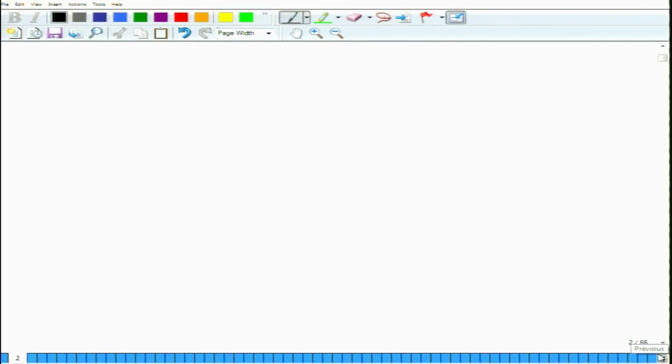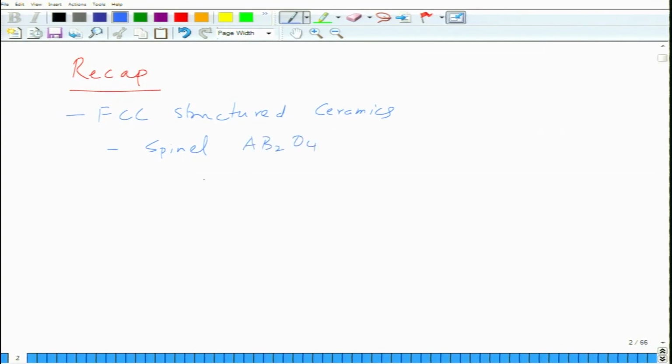Last class we talked about FCC structured ceramics, that is, we talked about mostly spinel structures which are based on AB2O4 kind of compounds, and these spinels are in two forms. One is normal spinel and second is inverse spinel.